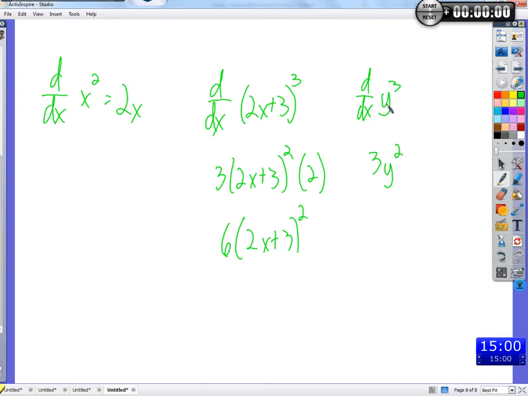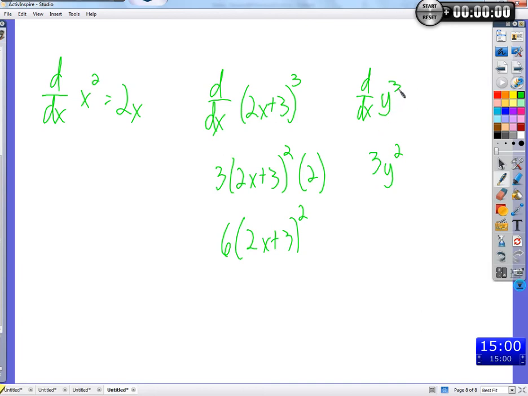This isn't an x. It's a y. So this is y cubed. Isn't y basically f of x? Yes. Y is a function of x. So it's a function of a function. It's a function in a function again. That's exactly what this is. So the outside function would be u to the third, and then the inside would be y, right?